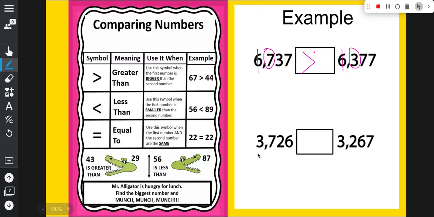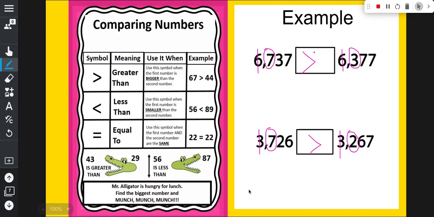In the next one, I have 4 digits, 4 digits. So I'm going to start eliminating. I have a 3 on both sides. Oops, I have a 7 and I have a 2. So again, it was the hundreds place value. And 7 is bigger than 2, or 7 is greater than 2.